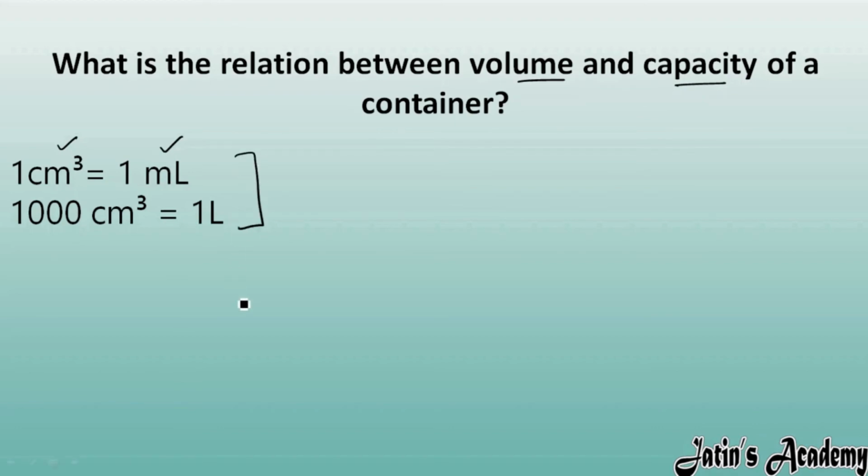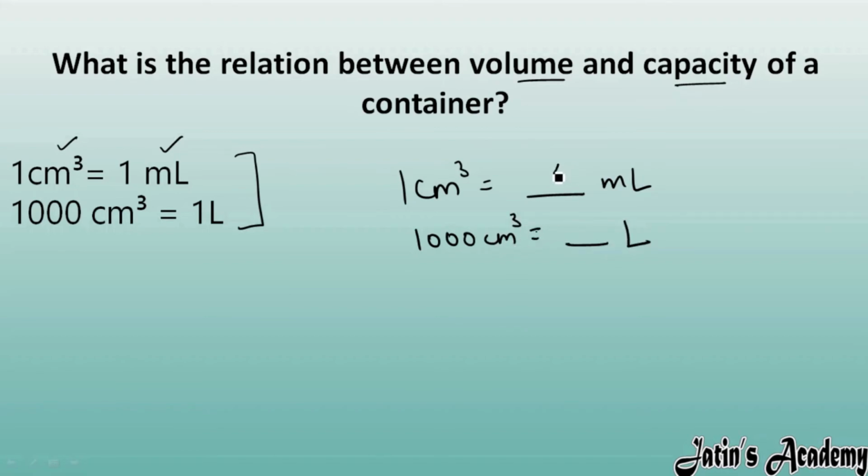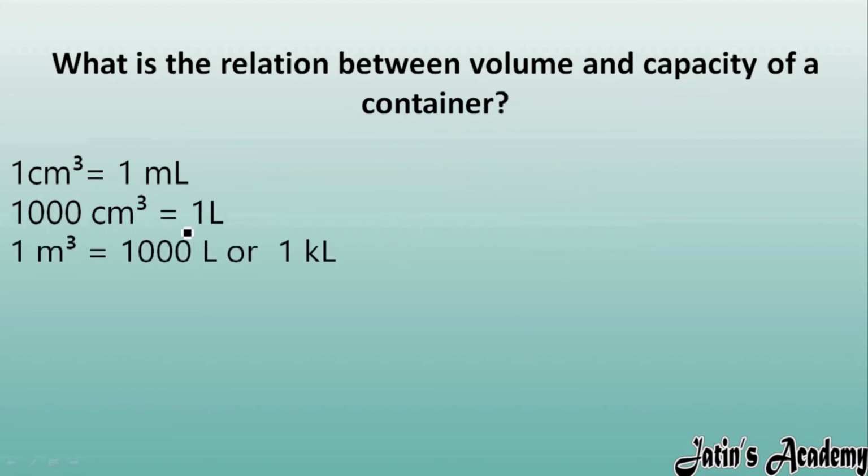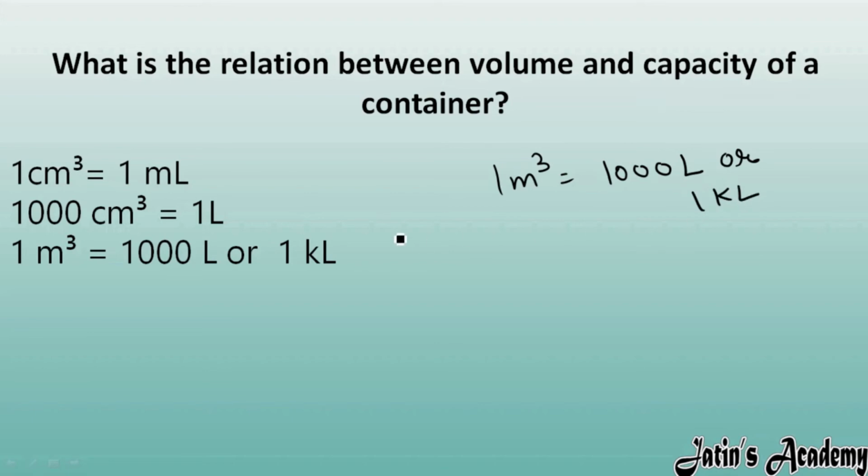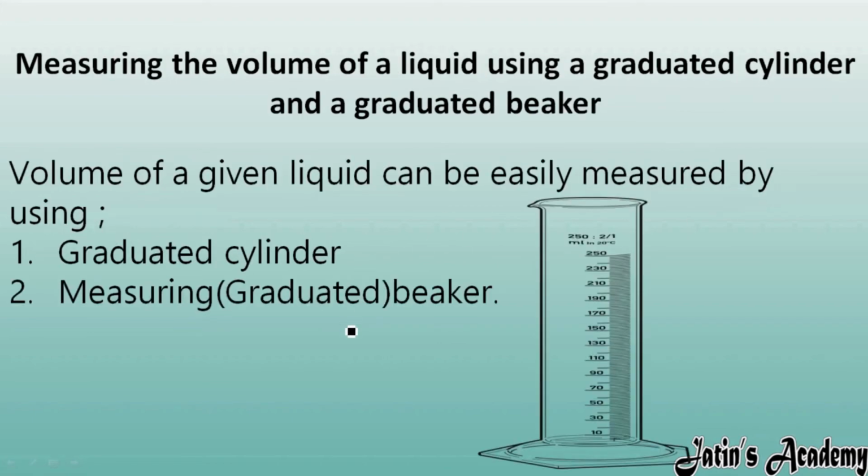This is very important from the exam point of view also: they can ask 1 centimeter cube is equal to dash milliliter, or 1000 centimeter cube is equal to dash liter. So here you need to put the values 1 and 1. Fine. Next we are having 1 meter cube. 1 meter cube is equal to 1000 liter, or you can say 1 kiloliter. This relation is also very important.